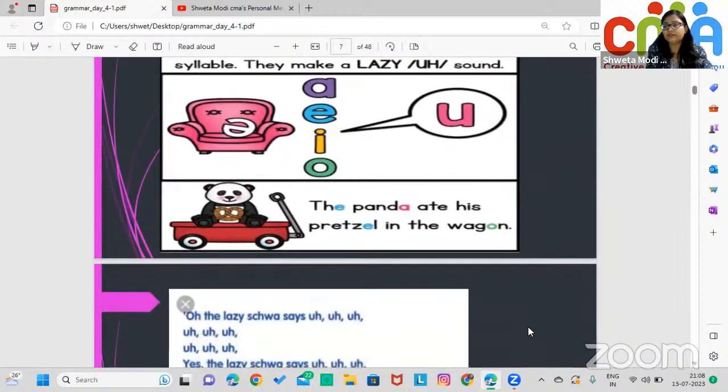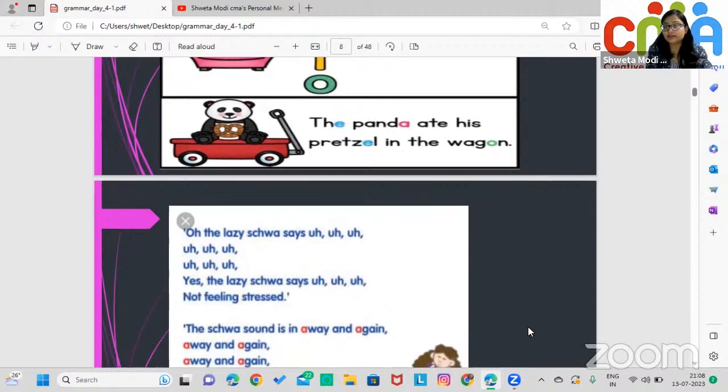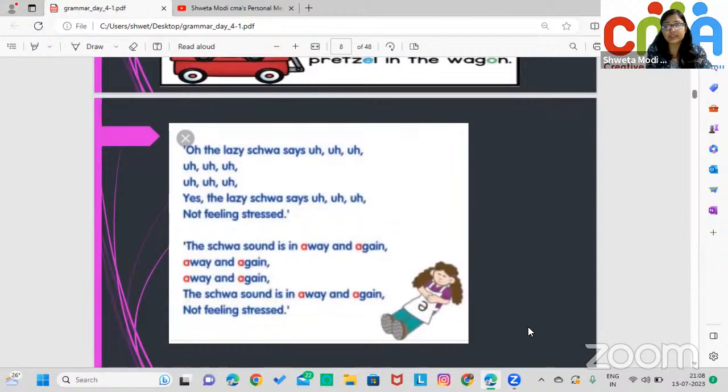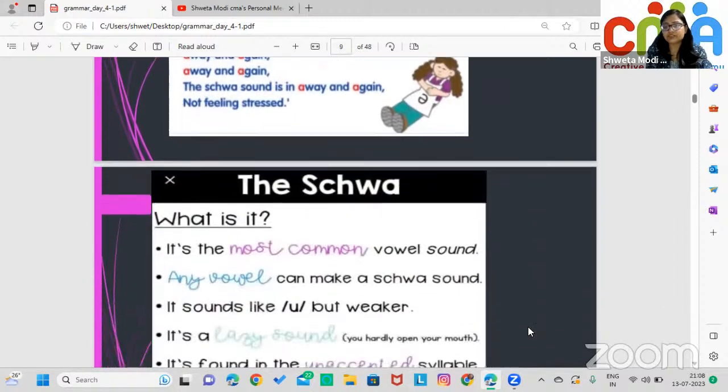The panda ate his pretzel in the wagon. Oh, the lazy schwa says, not feeling stressed. The schwa sound is in away and again, away and again. The schwa sound is in away and again, not feeling stressed. Okay, so this is a rhyme which is there on YouTube.